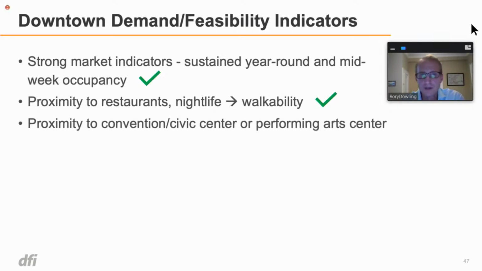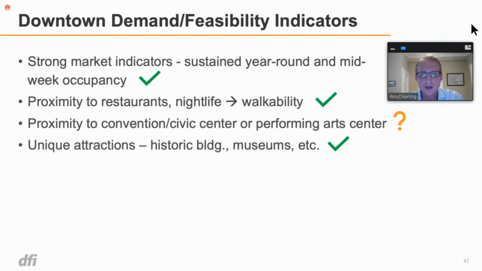Proximity to convention and civic center or performing arts centers is also a big indicator for potential demand. You all obviously have some of those smaller performing arts centers. We're right now trying to gather a little bit more information there to see where those visitors are coming from. I don't expect them to be traveling too far or really be overnight visitors, but there is obviously some conversation about potentially a new civic center, and something like that in downtown would certainly be a strong generator for additional occupancy in the downtown area, and set that product aside from the highway product.